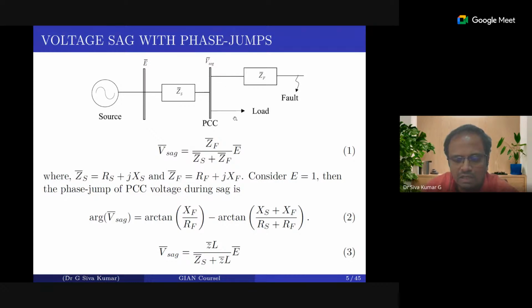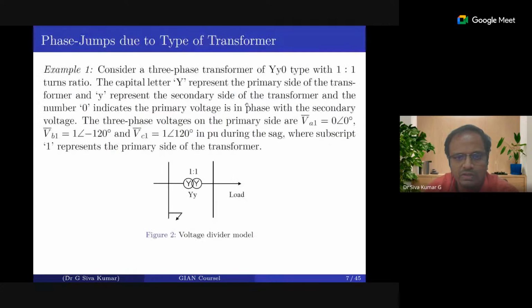You can see how it is going to have an impact. As we have seen in the earlier slides, the voltage drops because of the inductive current. The same thing applies here: the PCC voltage is going to change because of the fault current also. And it is not only voltage magnitude reduction; you are going to have phase jumps also, a phase angle shift with respect to the pre-sag voltage.